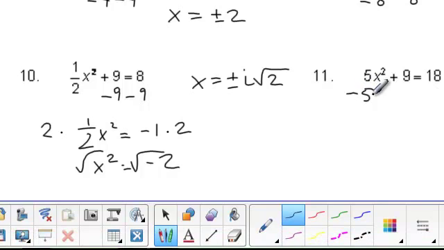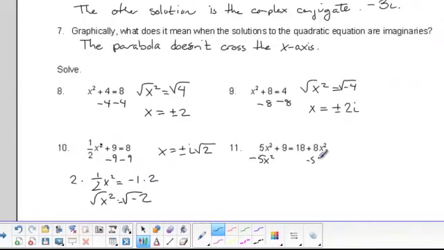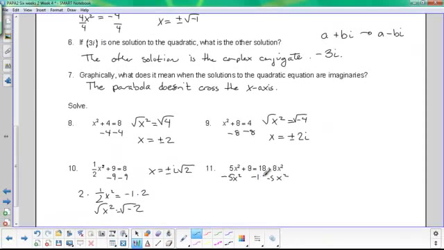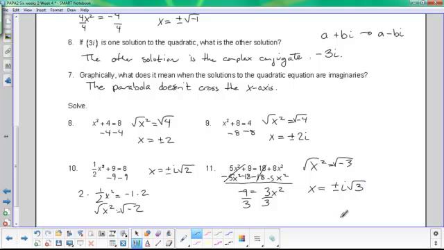Subtract your 5x from both sides. Subtract 18 from both sides. You get 9 equals 3x squared. Divide by 3. x squared equals negative 3. Square root both sides. x equals plus or minus i times the square root of 3.